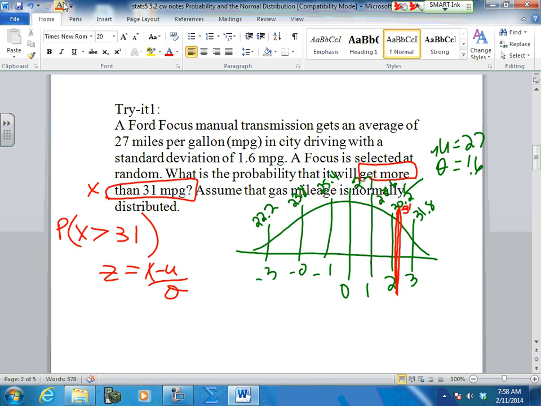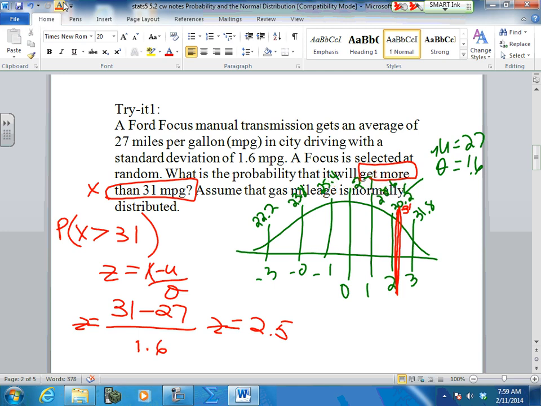Would the z-score be positive or negative? Positive. So we have to subtract the larger number minus the smaller number. If you forget which way it goes, use the sketch to help you. Over the standard deviation. So anybody come out with a z-score? 2.5? Exactly? Thank you. So we got a z-score of 2.5.